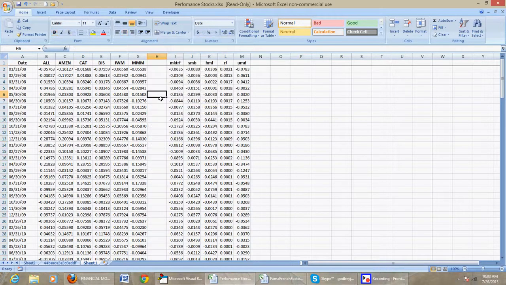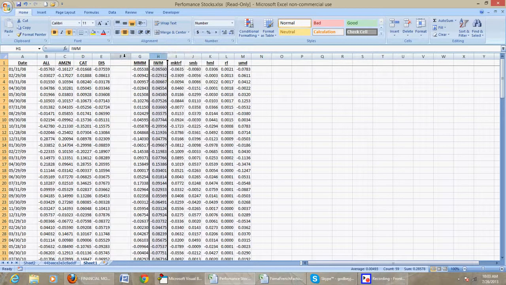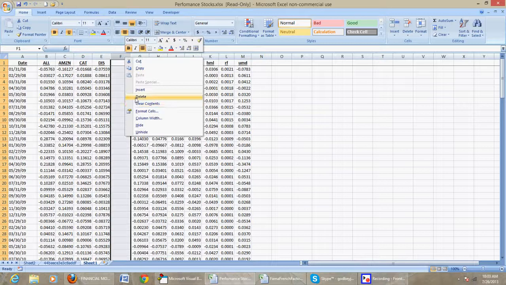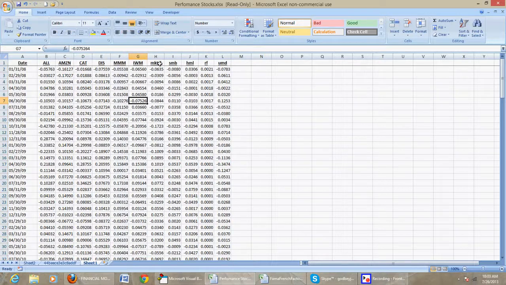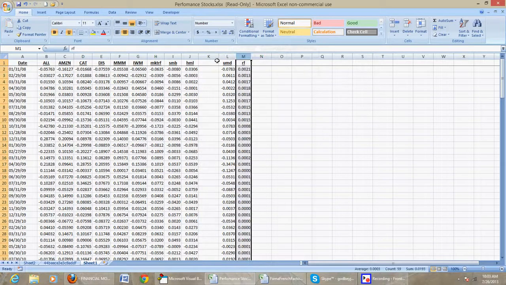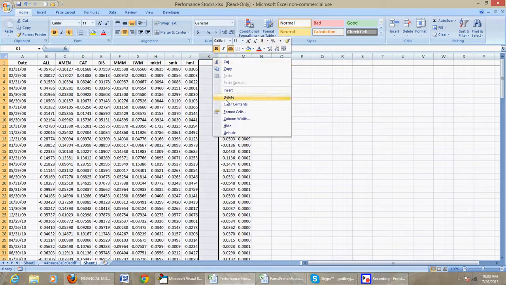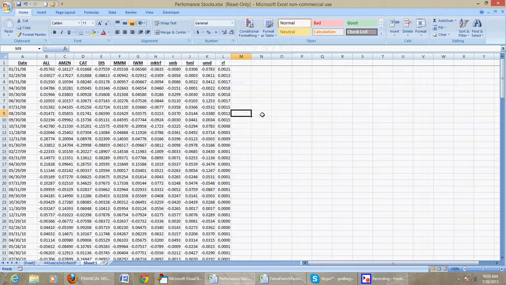Just clear those contents out, because one of the things I want to do, IWM, this is the ETF for the Russell 2000. This is going to be my benchmark. It's not part of my portfolio. So let me put it right there so I can have all my portfolio stocks together. And also, the way the data comes from Fama and French, the risk-free rate is stuck right here. I want to put it over here for when I do regression analysis later.